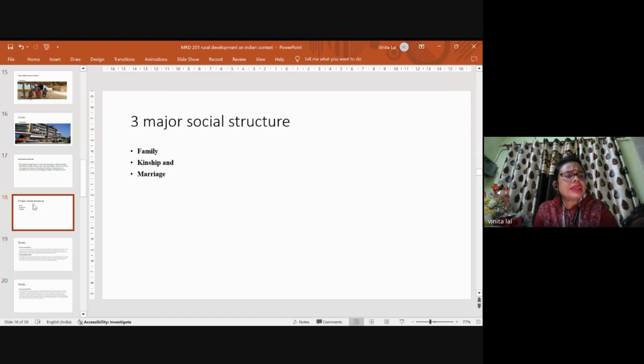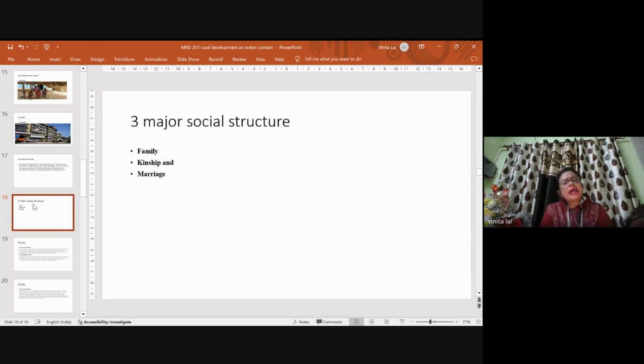Now coming to marriage. Marriage is, you can say, a legal and socially sanctioned union between a man and a woman.